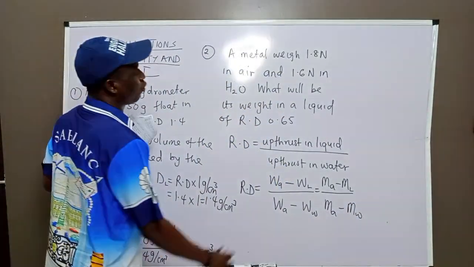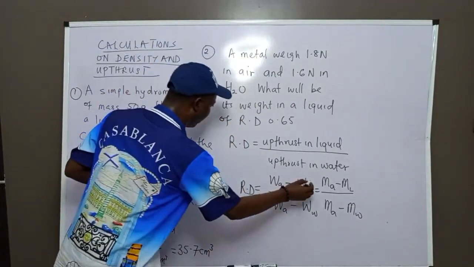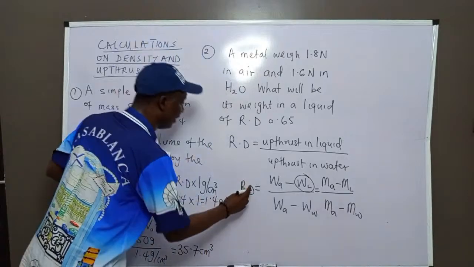Now, what we are going to do now, what they say we find, what will be its weight in liquid? So we are looking for this. So we are given relative density as what?